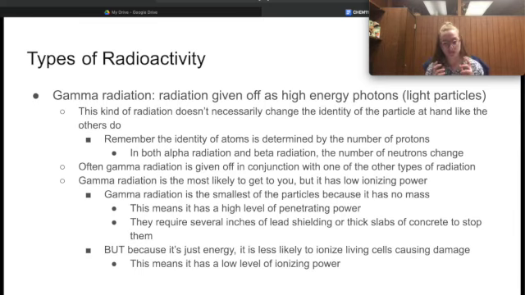So this means it has a high level of penetrating power. Gamma radiation is the hardest to stop. This is what we're thinking about with all of those thick, several inches of lead shielding or those slabs and slabs of concrete to stop that gamma radiation from getting to you, because it's just energetic light waves in the end. That's how the energy is being transferred, through light particles.